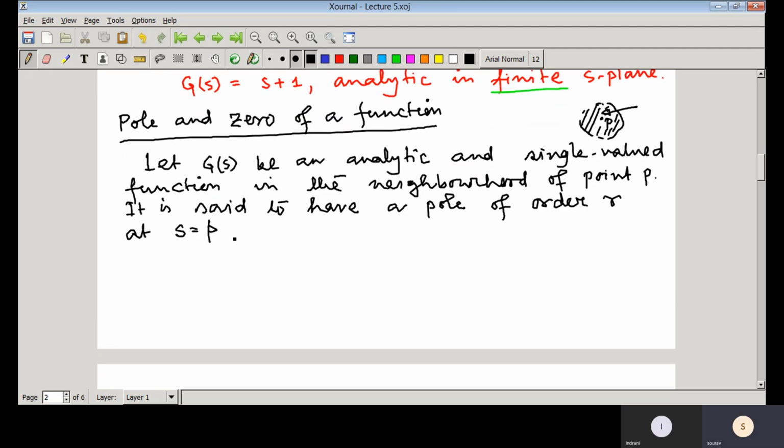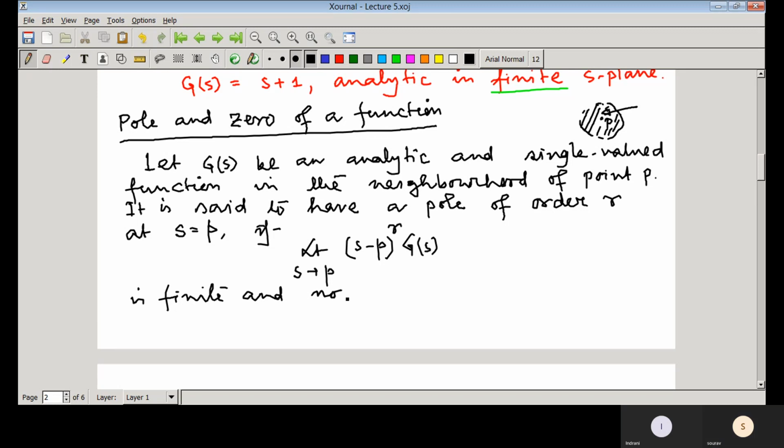if this particular limit, that means when s tends to P, (s minus P) whole to the power R times G(s), is finite and non-zero. So this is the definition of a pole.